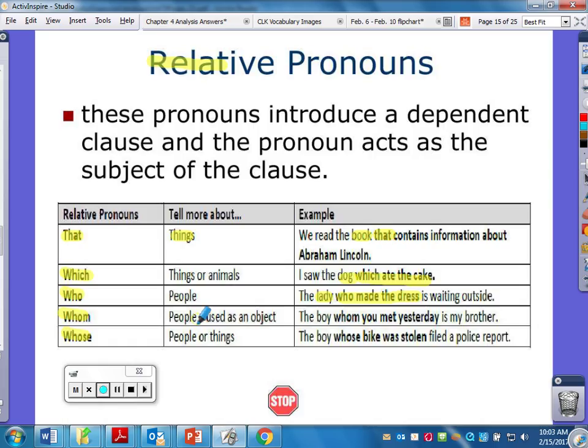Whom. This is telling more about people when they're used as an object. The boy whom you met yesterday is my brother. Whom you met yesterday is telling more about the boy.